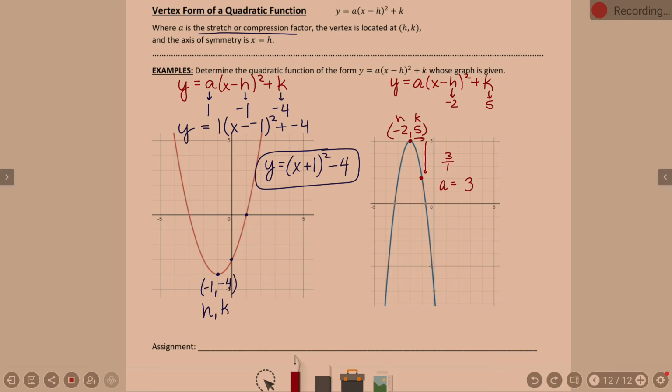Now, what's the other thing we have to take into consideration? It's going down. What's that mean about my equation? Negative a. We're going to have a negative a value. So whether you put it here or whatever, we're going to have y equals negative 3. What about x minus negative 2? X plus 2, quantity squared, plus 5. Okay?